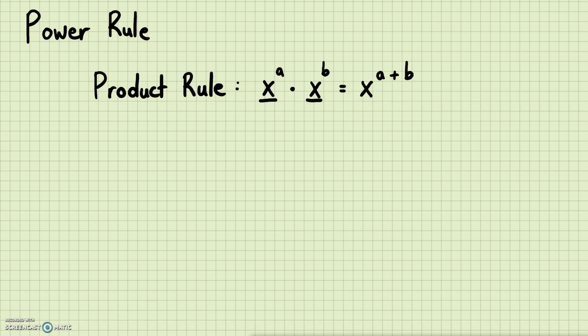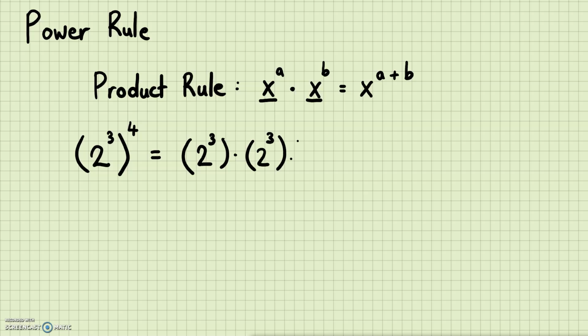Now, the power rule tells us that if we raise an exponential expression to a power, so for example, if we have 2 to the third power and we're raising this to the fourth power, then that is going to equal 2 cubed times 2 cubed times 2 cubed times 2 cubed.